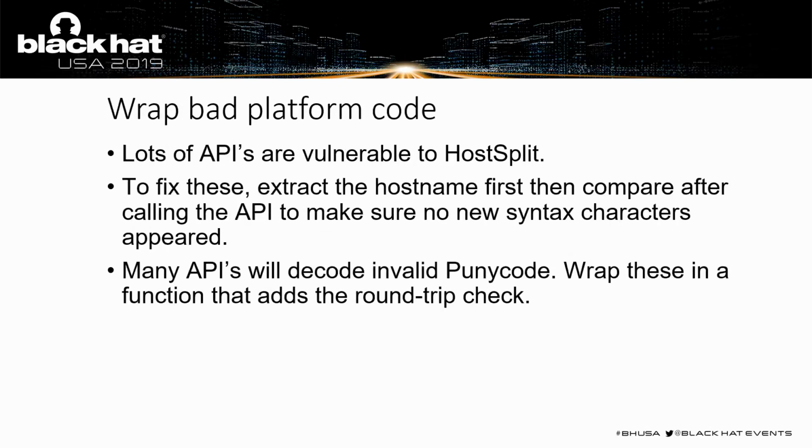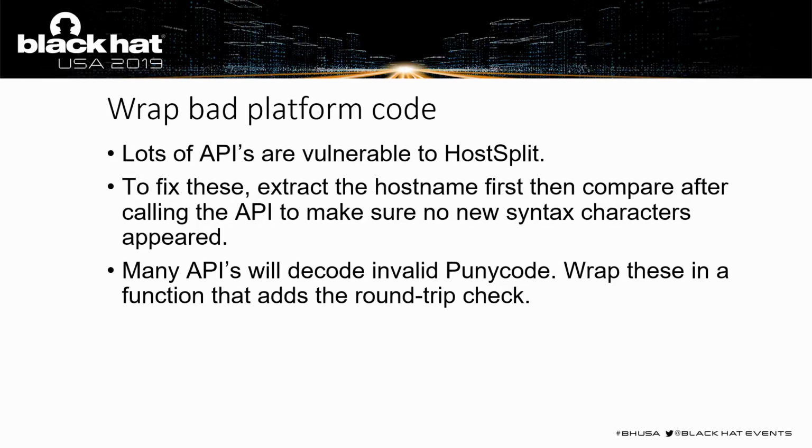Finally, you might have code that relies on platform code that's already vulnerable. There are lots of APIs out there that are vulnerable to HostSplit. What you can do is write a wrapper function that says, before I call this API, I'm going to make sure the URL I pass to it isn't going to cause a HostSplit vulnerability. So you can do an ASCII conversion yourself on just the hostname and see if the hostname you end up with contains syntax characters. Or you could just use the STD3 ASCII rules flag when you do that, before you pass it off to the platform code.